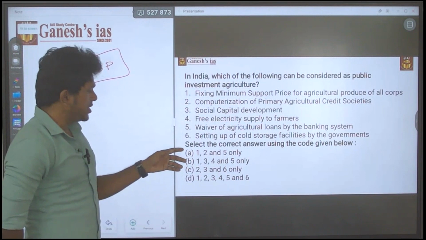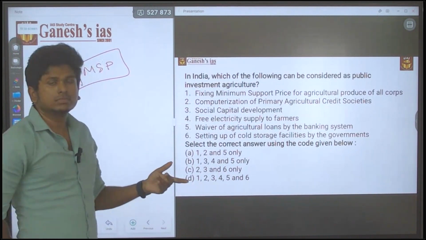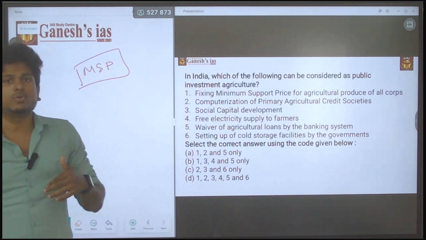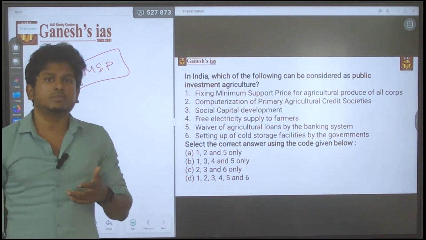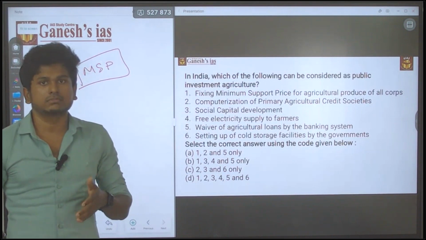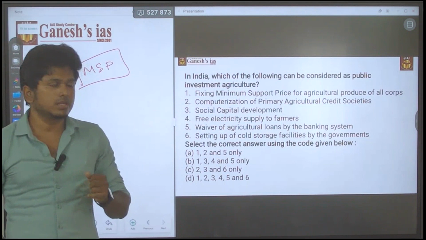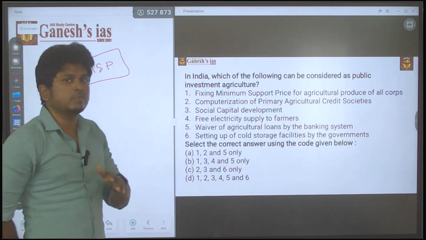2, 3, 6. A also has one, B also has one, D also has one. So that is how you have to find the answer. Always try to eliminate the statements. That is the easiest way to crack the prelims. Solve the questions. Let's discuss all the other statements, you will get some clarity.